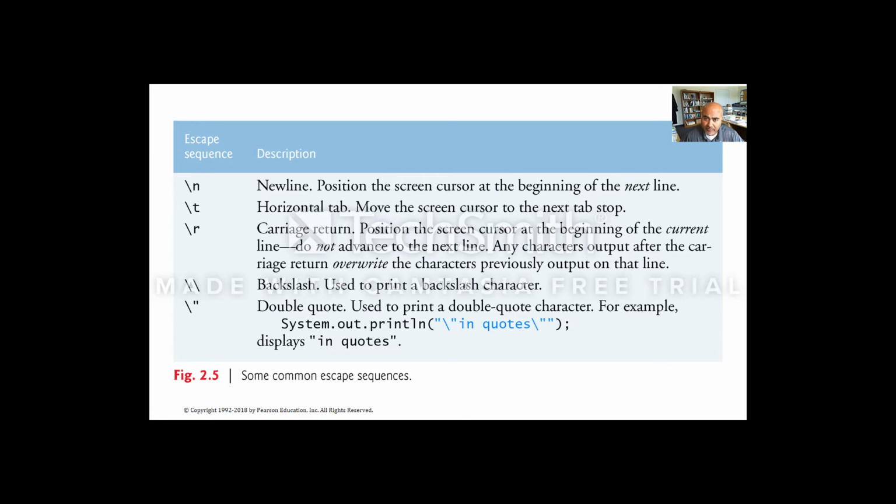Here is a table I was referring to earlier. \n, \t, \r give you new lines, horizontal tabs, and things like that.